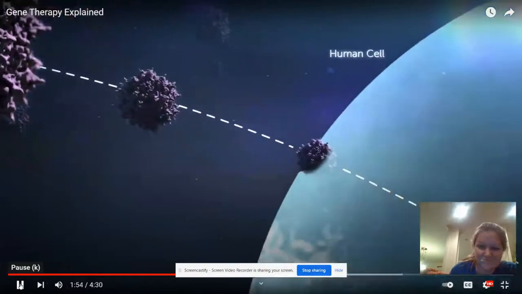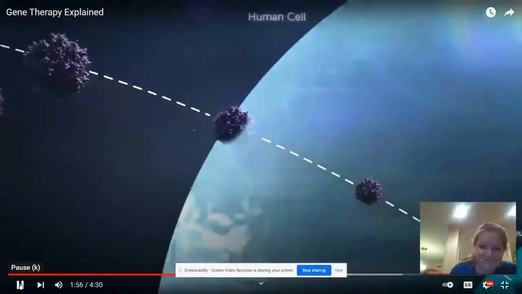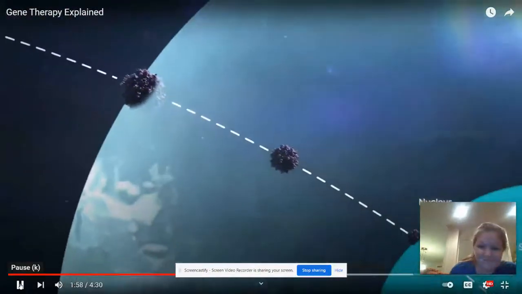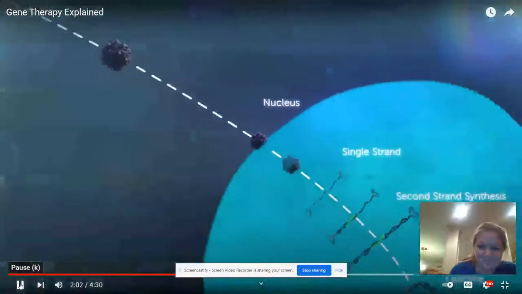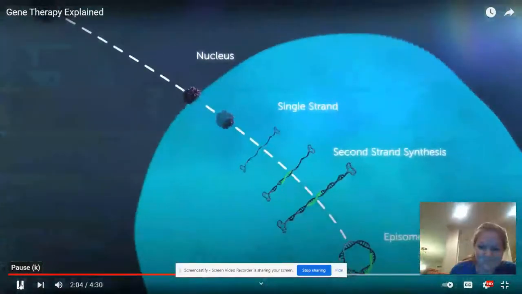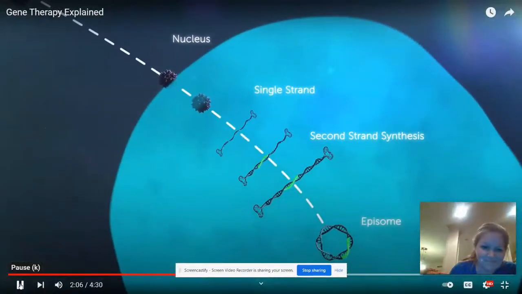Once administered, AAV vectors enter the patient's cells and deliver a copy of the functional gene directly into the nucleus. Once inside the nucleus, the functional gene can support the production of the normal protein and correct the underlying cause of the disease. Okay, so in this video, they're showing a particular mutation that has to do with sight. And so they're using the viral vector.